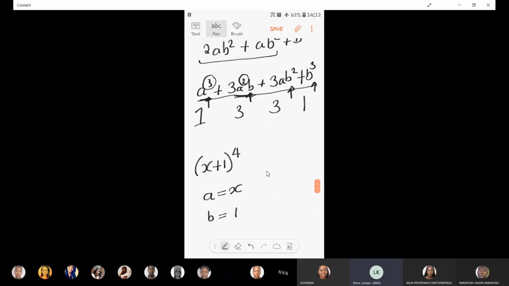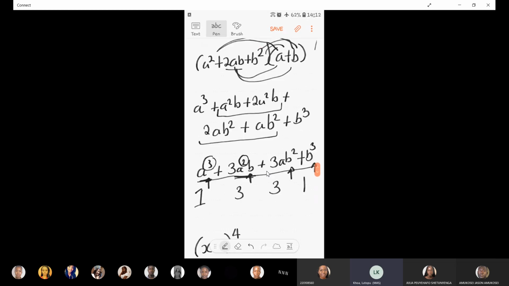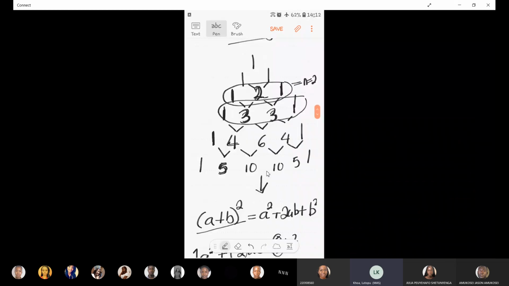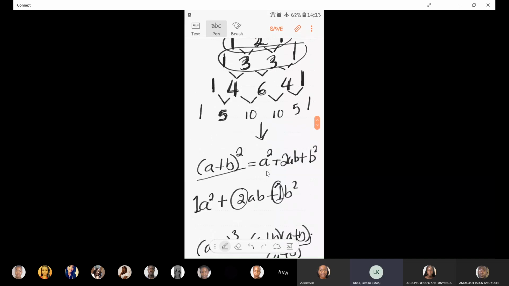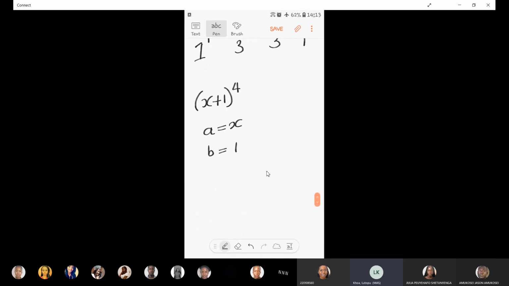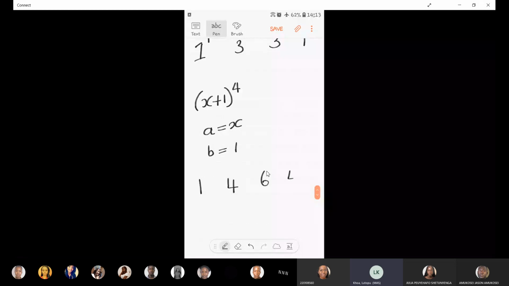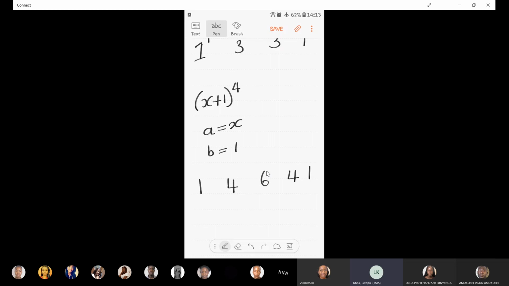Then you go to your triangle, you go to level 4, and it's here. So I have 1, 4, 6, 4, and 1. Those are my coefficients. Then I will write those down: 1, 4, 6, 4, and 1. Here I will multiply each of these coefficients by the powers of a and b. The powers of a are decreasing starting from 4, and the powers of b are increasing starting from 0.